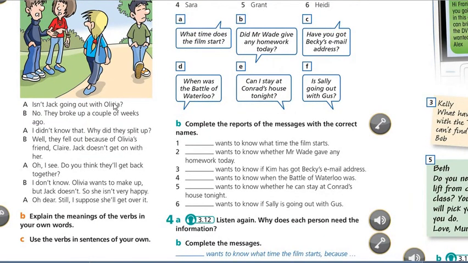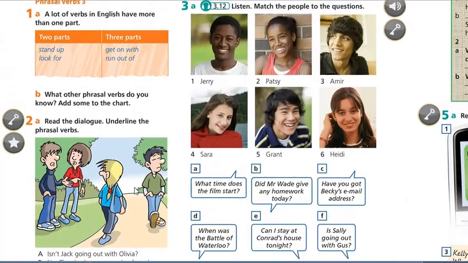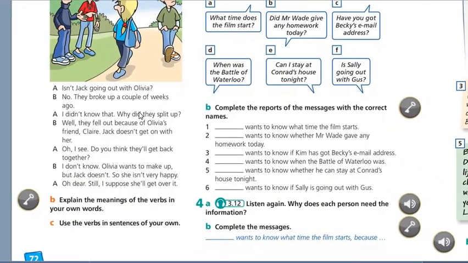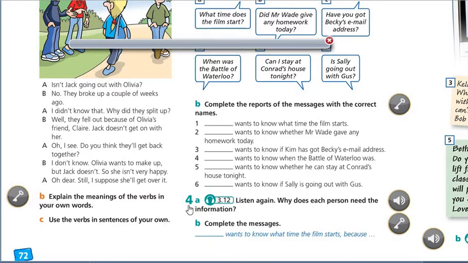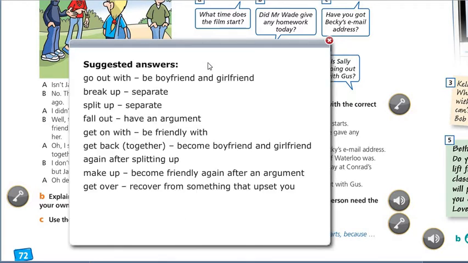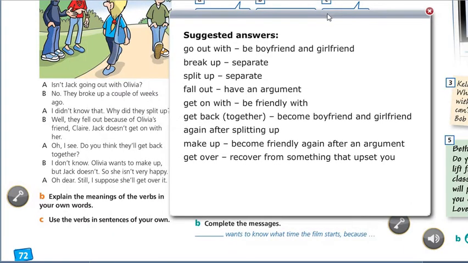Okay, so find the phrasal verbs and write them down. So you pause the video here and you write the phrasal verbs. Now let's look at the meanings of the verbs in your own words. Well, they're not actually your own. These are just suggested answers. You don't have to do that.